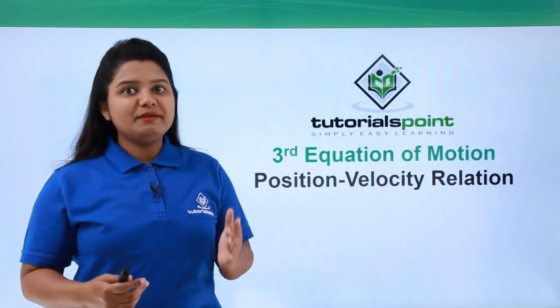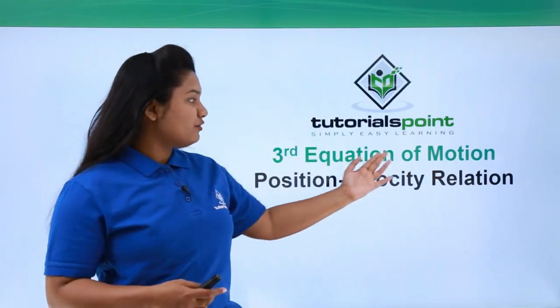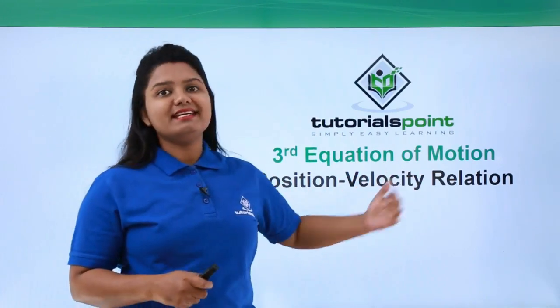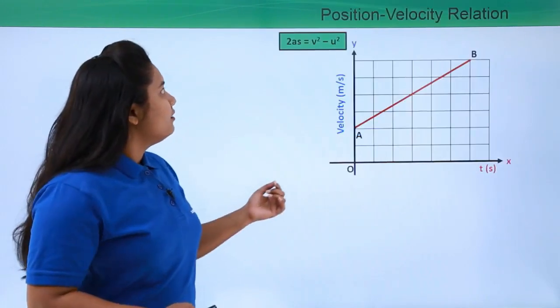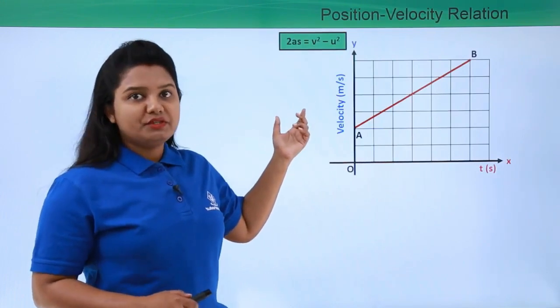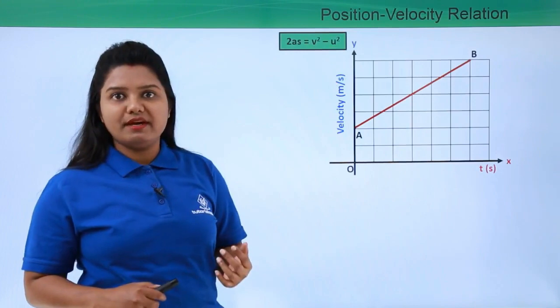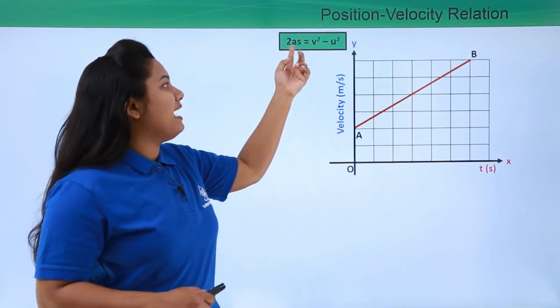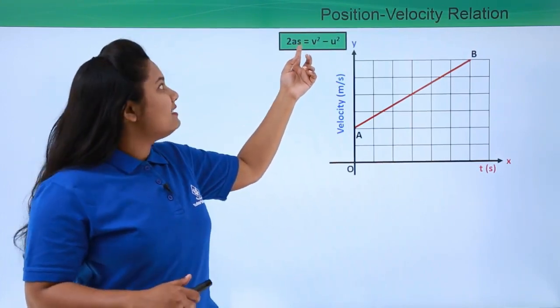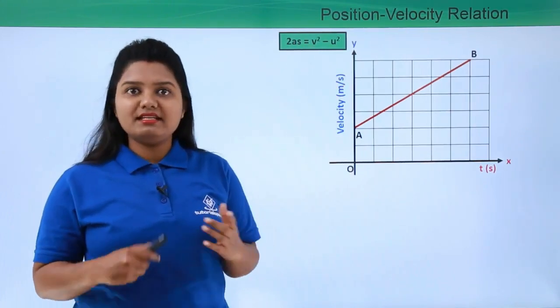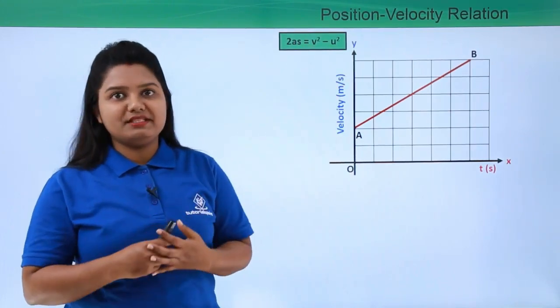Hello everyone. In this video, we will be deriving our third equation of motion, which is otherwise called the position-velocity relation. We already know the third equation of motion, that is 2as equals v squared minus u squared, where a is the acceleration of the body, s is the displacement, and v and u are the final and initial velocities of the body respectively.